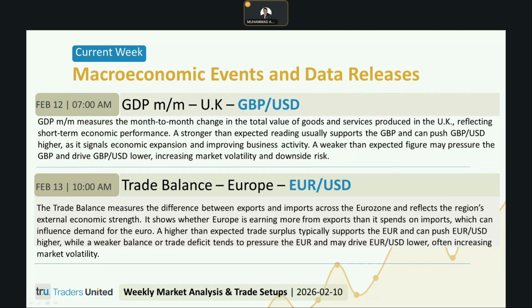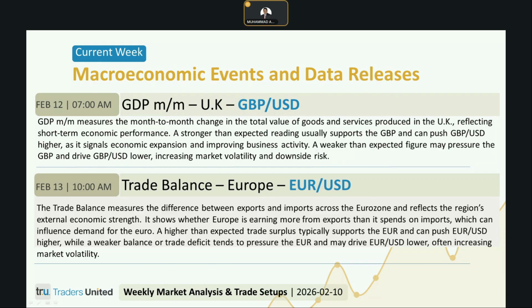The forecast points to an improvement in the trade surplus compared to the previous reading. This raises expectations for supported euro flows while also increasing sensitivity to any downside surprise.